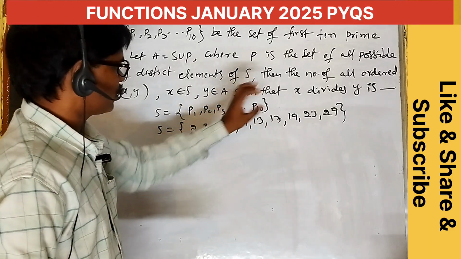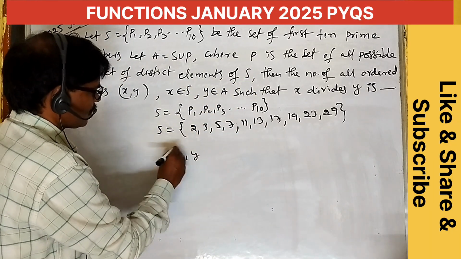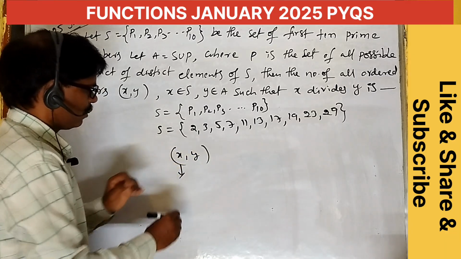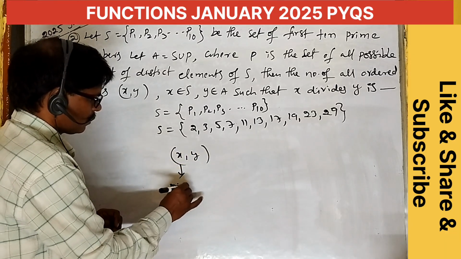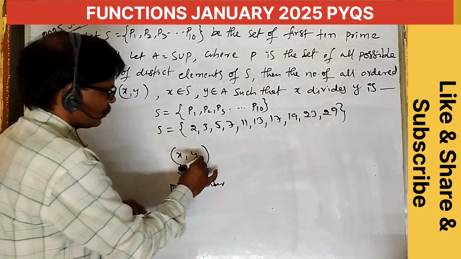He is asking about the ordered pair. Ordered pair means x comma y is the ordered pair. This represents a prime number.